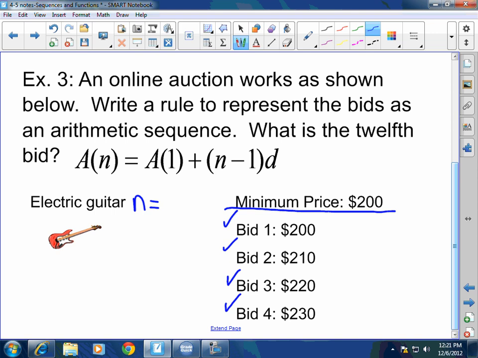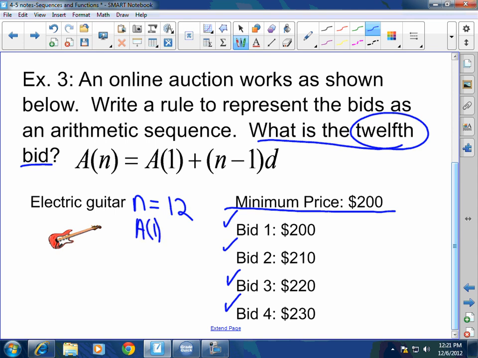Read, guys. What term number are we looking for? What is the 12th term? So isn't that the 12th term? You with me, guys? Next thing you have to know is A1.